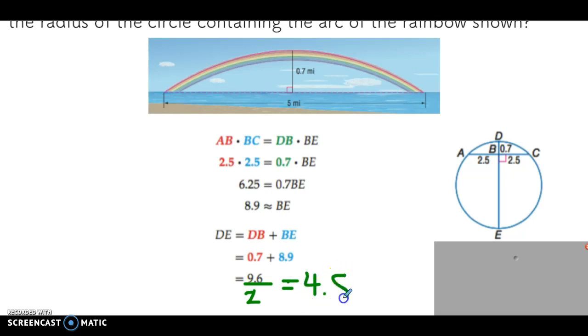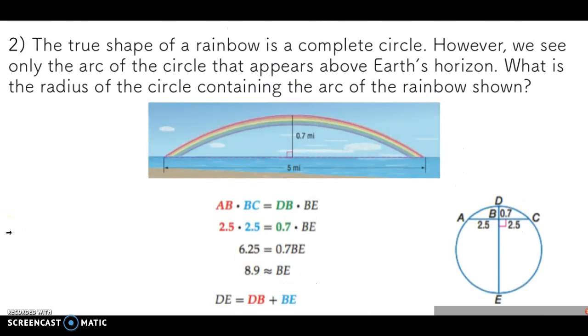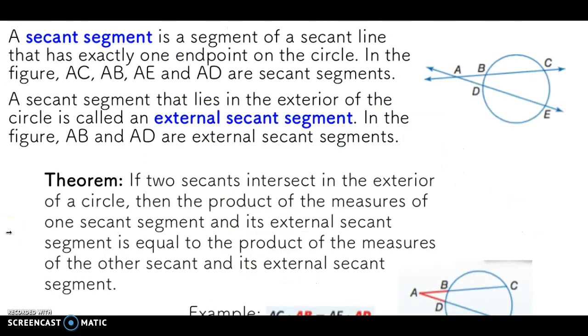And that's my answer. Okay. Pretty cool. Okay, so here's another theorem.